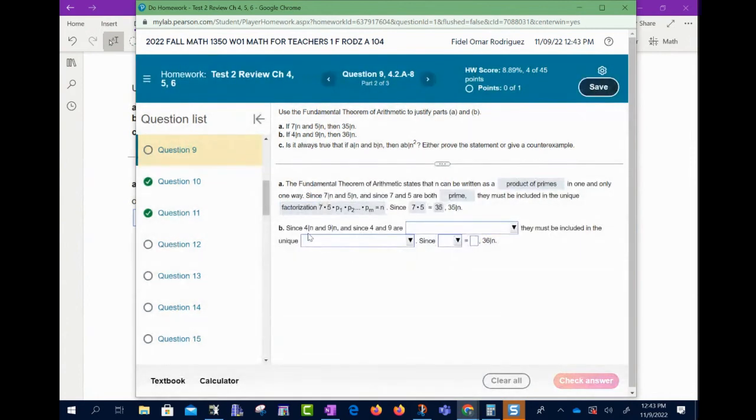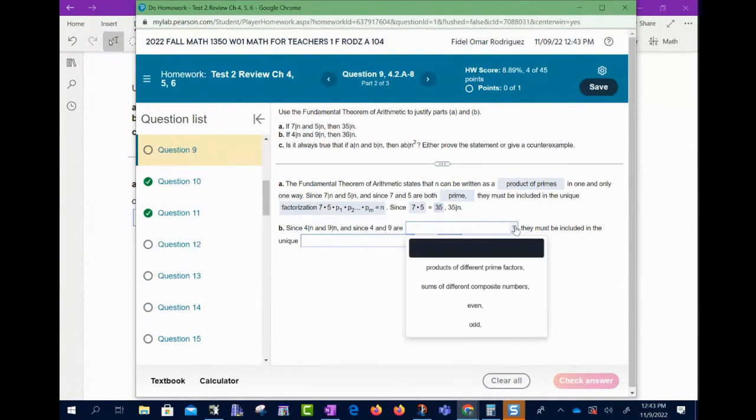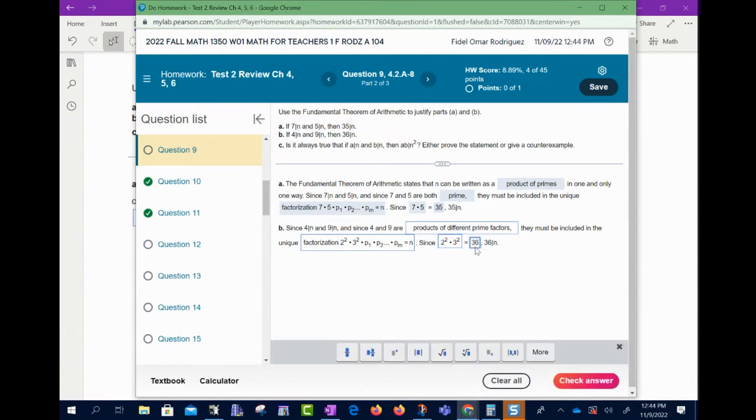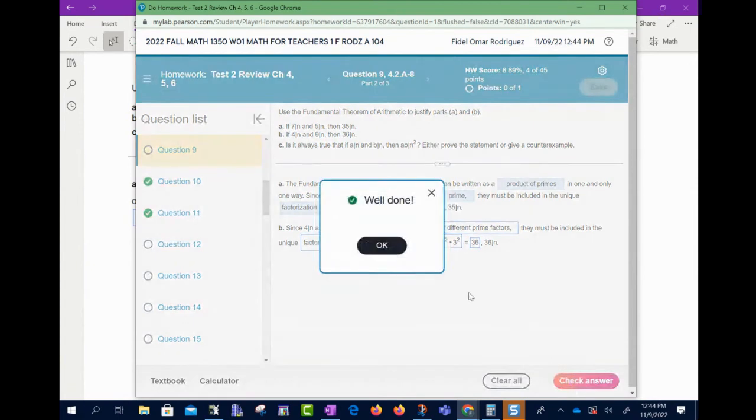And then there should be a part B. It says, since 4 divides n and 9 divides n, and 4 and 9, think about the number 4. 4, I can break that down into 2 times 2. 9, I can break that down into 3 times 3. So these are the products of different prime factors, meaning 2 is a prime number and so is 3. And they must be included in the unique factorization here. And then again, we're still multiplying. Since 2 squared times 3 squared is equal to 36, it's going to divide n. Okay.